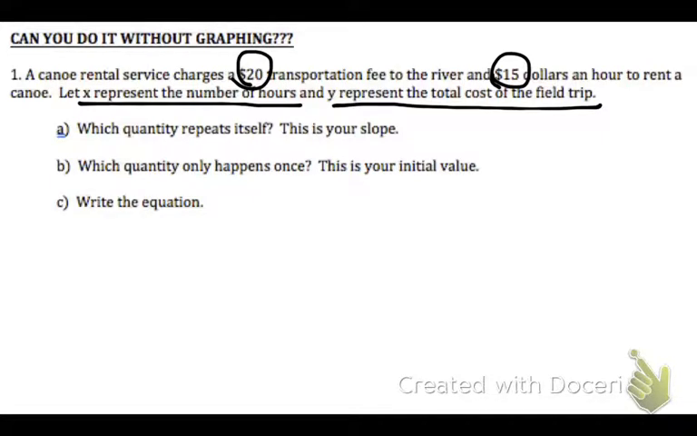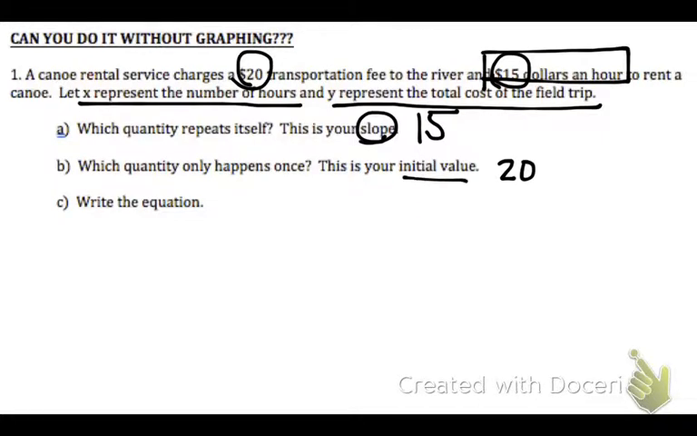Your key right here is that it says $15 an hour, like saying $15 per hour. That's going to be the one that repeats itself. Okay, that's going to be our slope, by the way, don't forget. Which quantity only happens once? The transportation fee only happens once. They just have to take you to the river one time. Okay, that's going to be your initial value or your y-intercept.